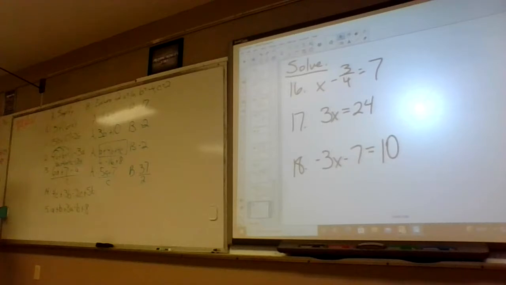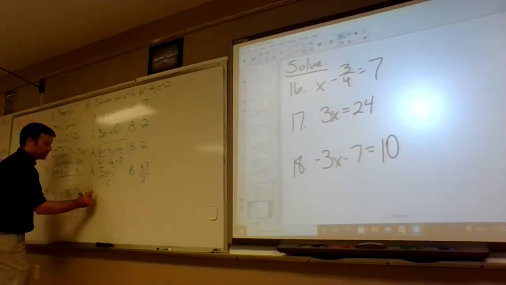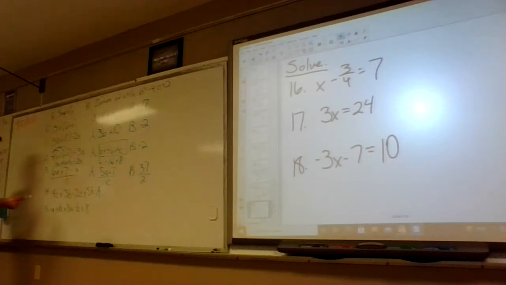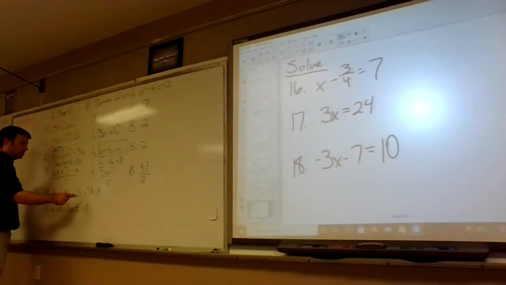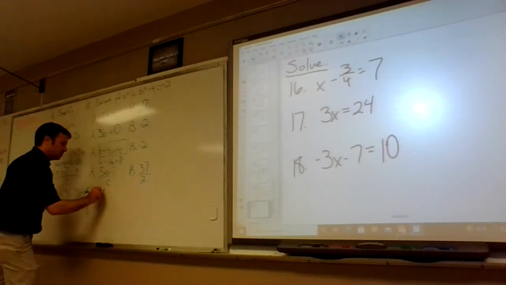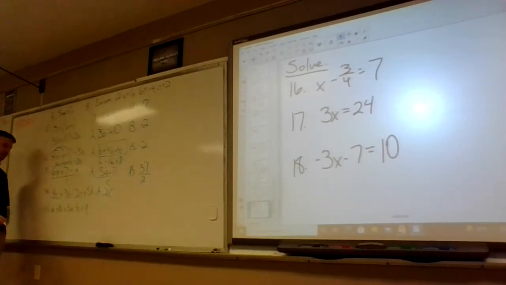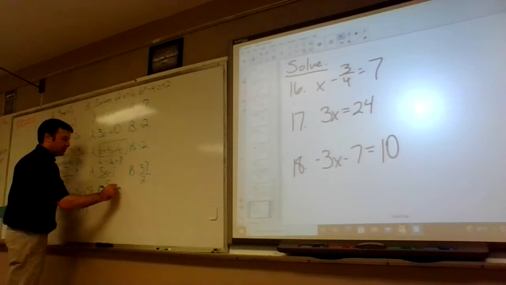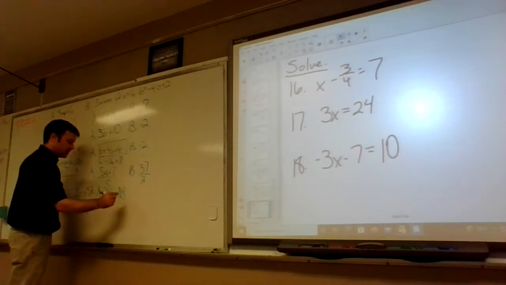Paxton, what do we do first on 4C? You add the like terms. Okay, so what do we got? 2C. Yeah, 2C. Then what? Then 3B plus 5B, which is 8B. Okay, that's the simplified.